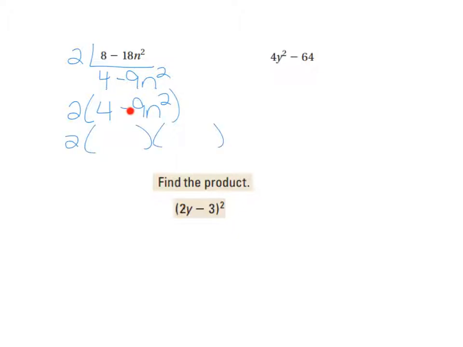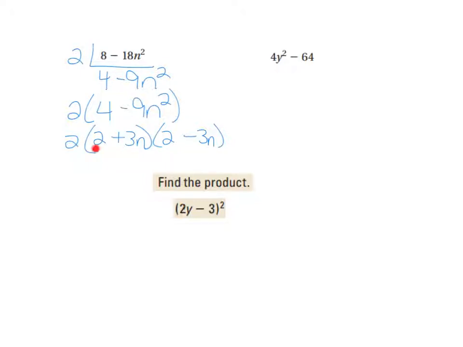The last term is negative, so my signs have to be different. I need everything to match because the middle term went away, so how can I factor 4 so that the factors are the same? 2 and 2. 9n squared, I can factor that into 3n and 3n. I need them to match so that the middle term cancels.